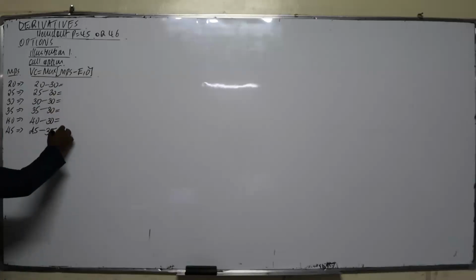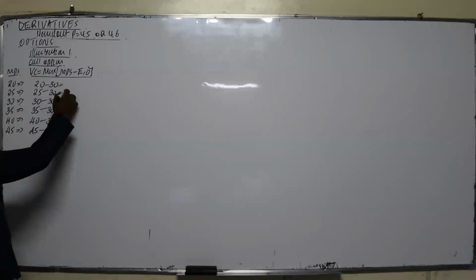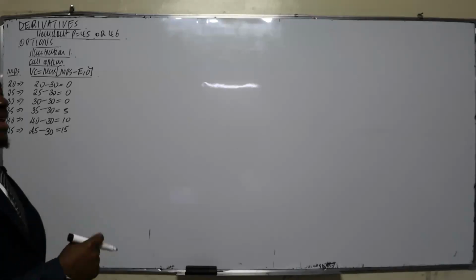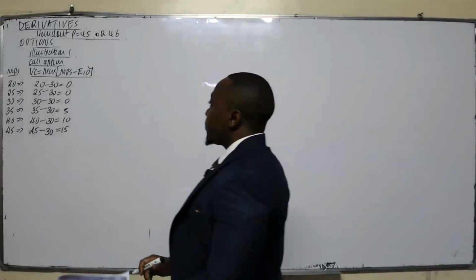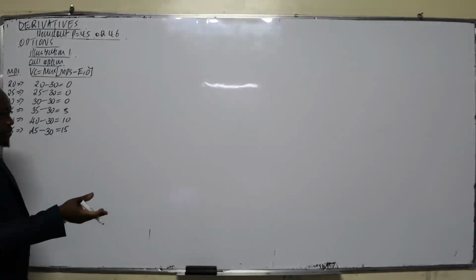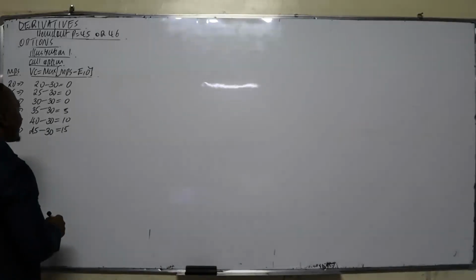45 minus that you get 15. 40 minus that you get 10. 35 minus that you get 5. 30 minus that you get 0. 25 minus that you get 0. 20 minus that you get 0. That's what we mean by the non-negativity assumption. Non-negativity means there is no negative. You cannot exercise when there is a negative. So if you take 20 minus 30, you'll get negative 10, so you indicate it as 0.